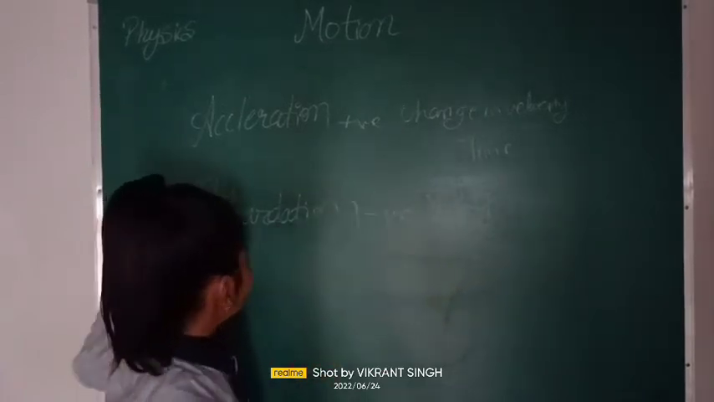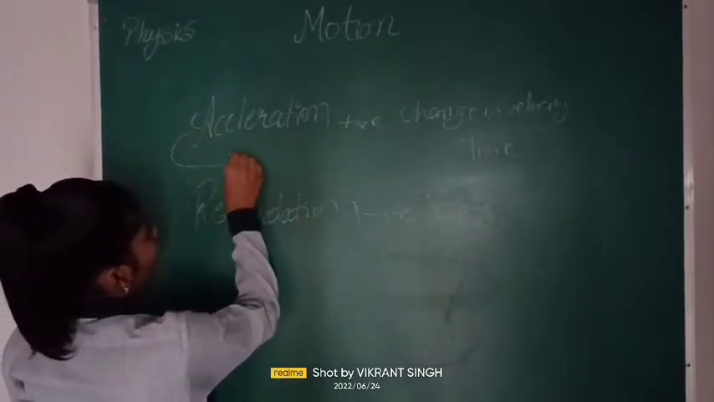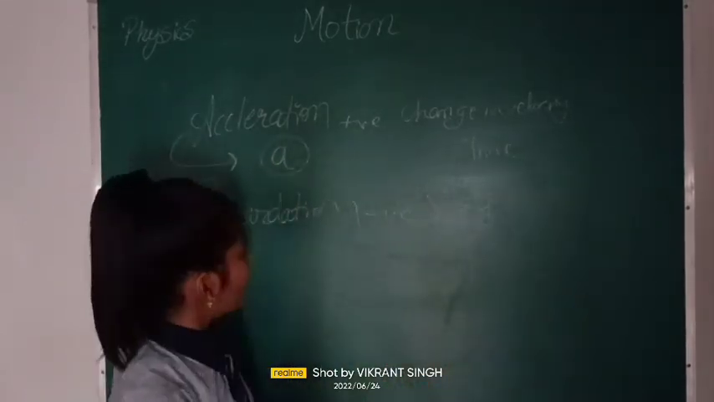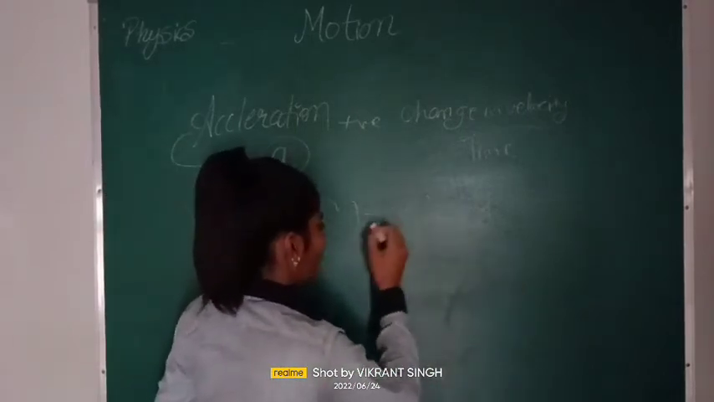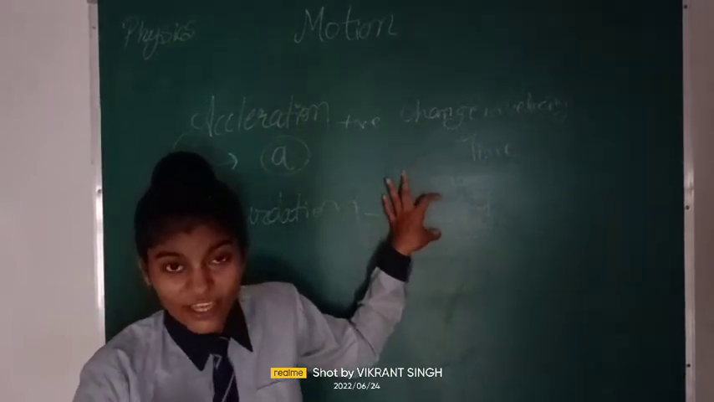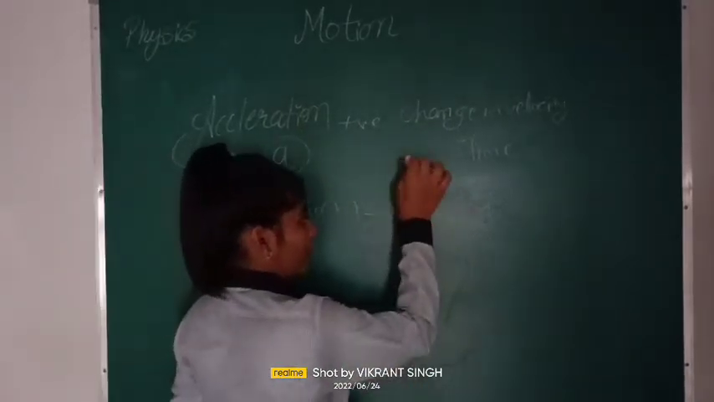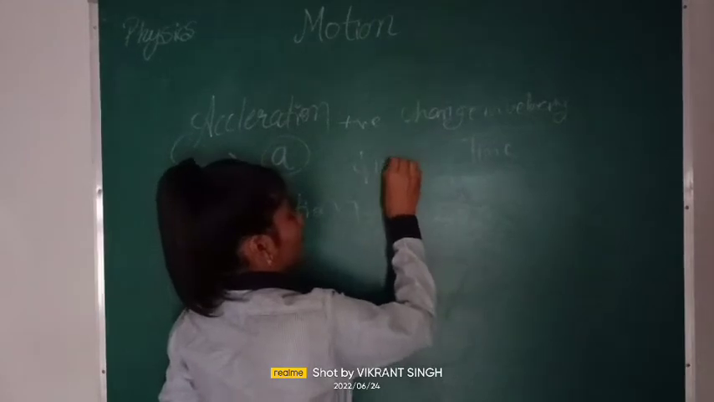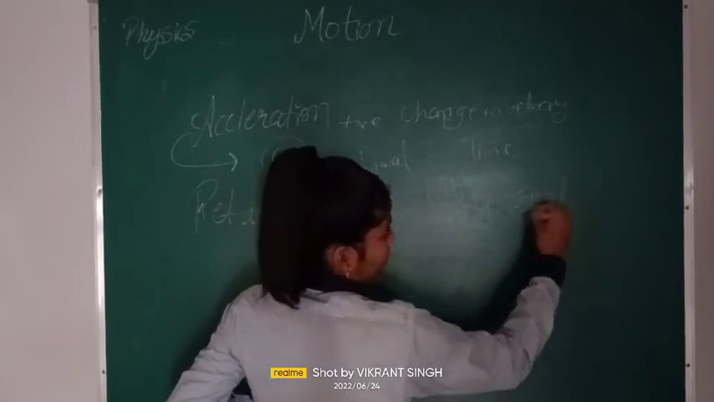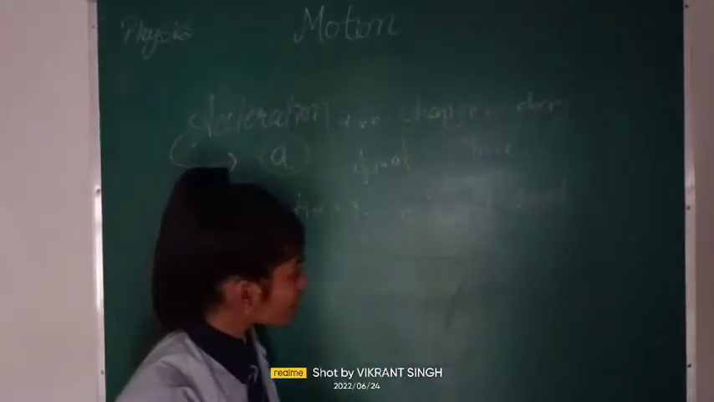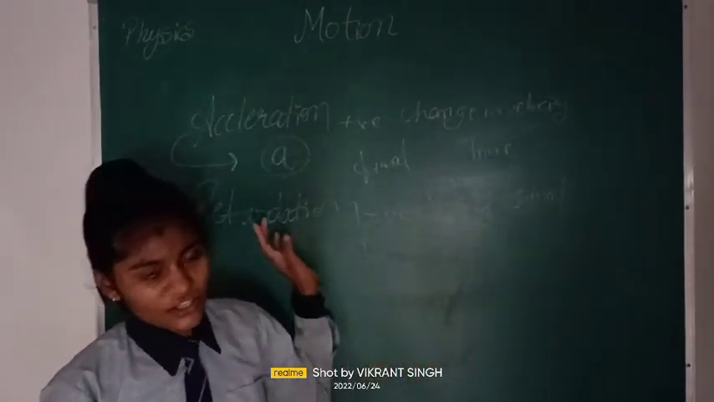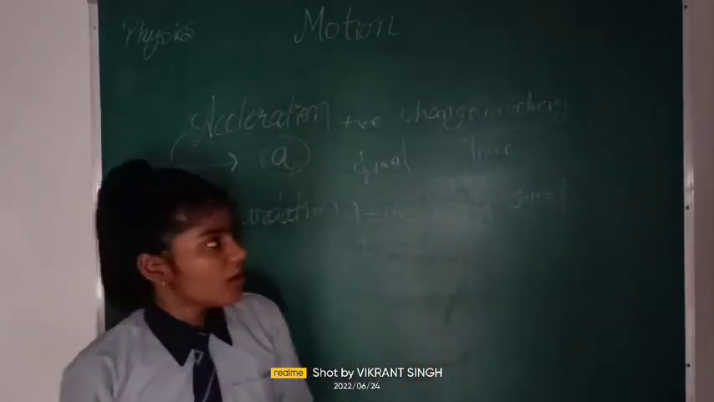For acceleration we denote it by a, small a. For time we denote it by t, as you all know. For final velocity we have v, and for initial velocity we have u. So v is final velocity, u is initial velocity, t is time, and acceleration is a. These are the symbols.